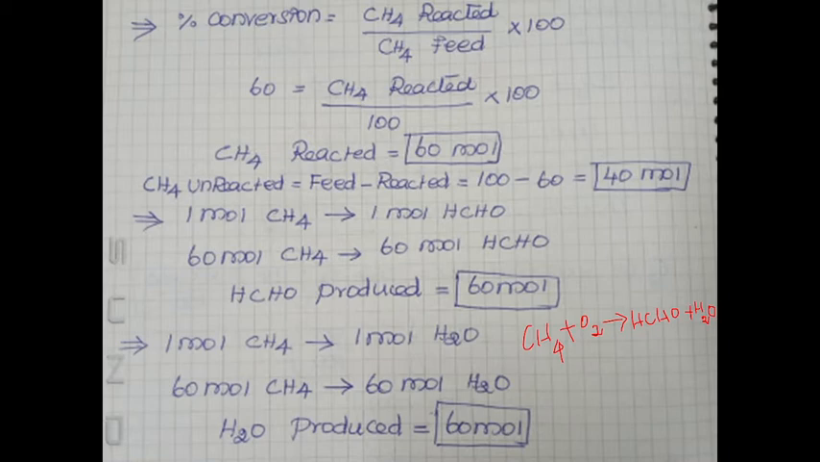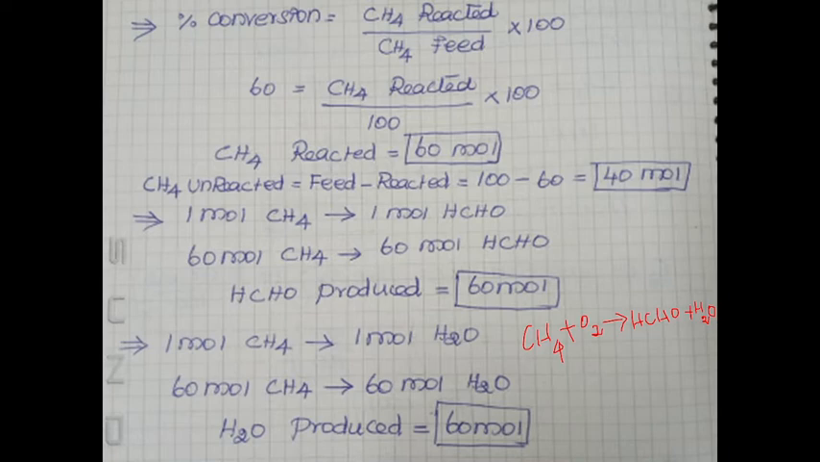We don't want methane reacted. Why? Because methane unreacted is only present in the product. So methane unreacted is equal to feed minus reacted. Feed values are given in your problem, you should take that value. Reacted value is the calculated value, substitute here. Finally we get methane unreacted: 100 minus 60 is equal to 40 mole. Are you clear or not? Okay. Next we are going to calculate formaldehyde produced.